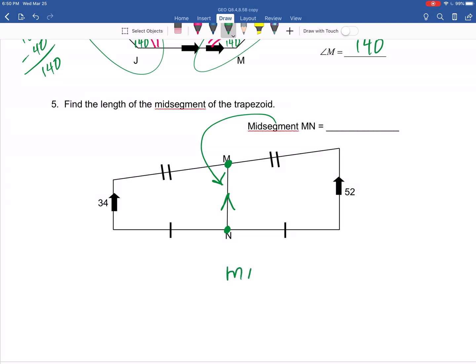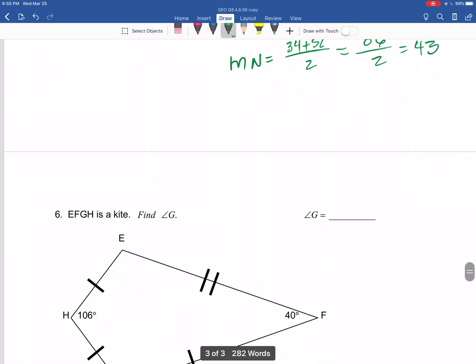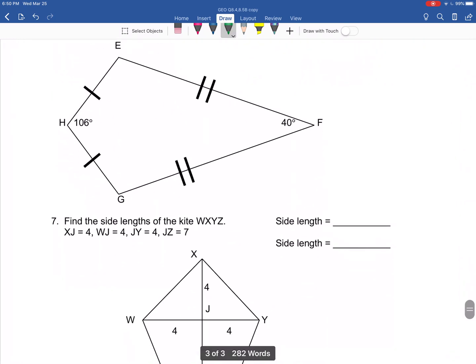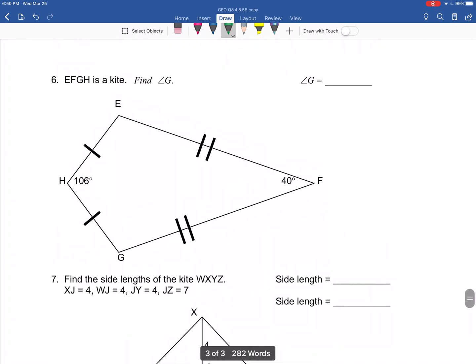So here it is. MN is the average of 34 and 52. We add them up, divide by 2. Let's see what we got. We got 86 divided by 2. 43. Boom, there we go. We got it. 43 there, 43 there. Okay, nice. Okay, let's finish up here.